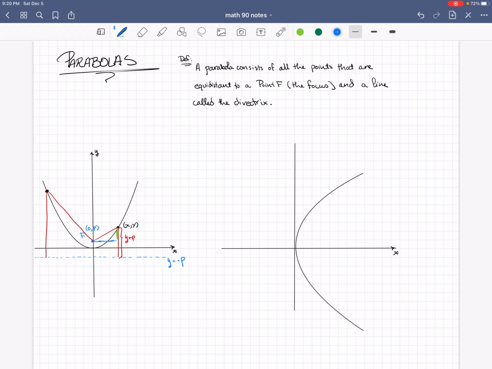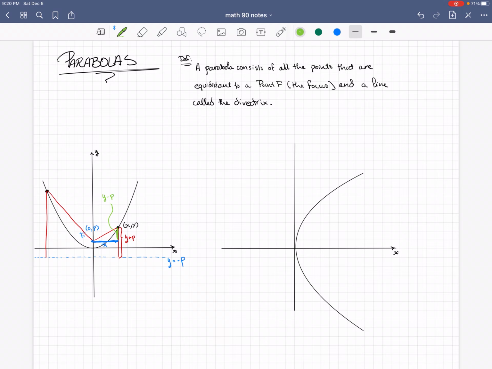And you can see that the length of the blue is just x, and the length of the green is y minus p. You can look to our lesson about circles to understand why that is. My picture is getting a little bit busy here, but we have y minus p is the length of this blue line. Excuse me, the green line.